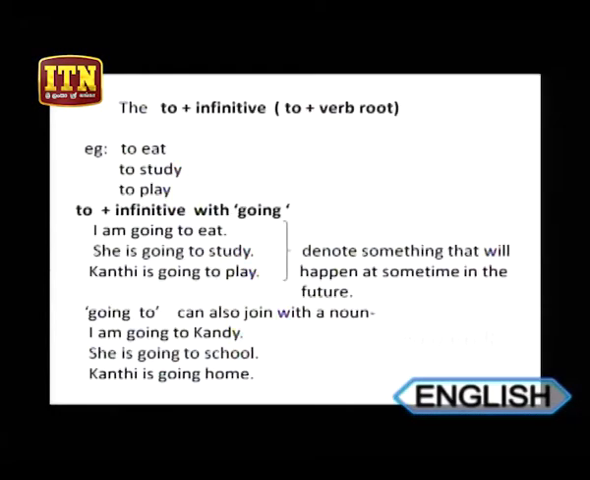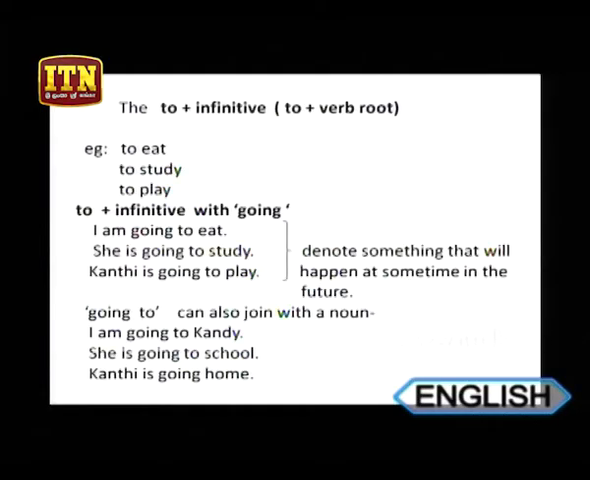Now, let me tell you how you use it. Now, you will notice that the word "to", the "to" infinitive, is always joined with the verb root. It does not go with any continuous verb. You don't say "to eating". You don't say "to studying". You don't say "to playing". But it should be the verb root: to eat, to study, to play. Now look at the examples given.